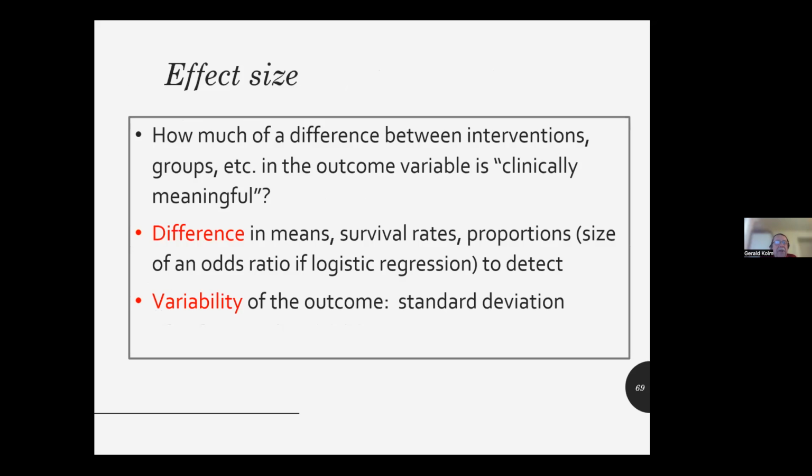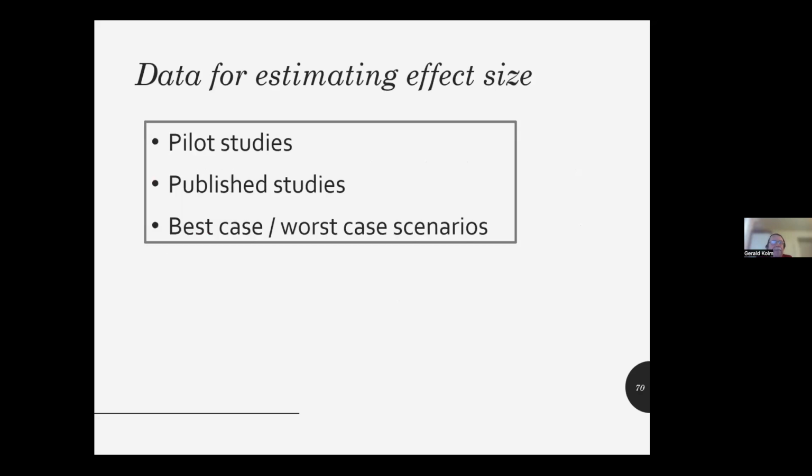So effect size is just, as I mentioned, the difference between, say, means, survival rates, proportions, whatever. So the idea here is, if we're computing what sample size we need for a study, this is one piece of information that you need to know: how big of a difference would be meaningful. And then what measure of variability do you have for this outcome?